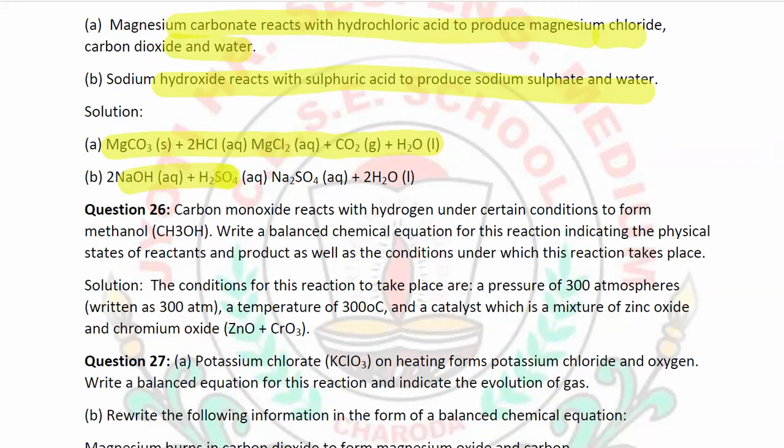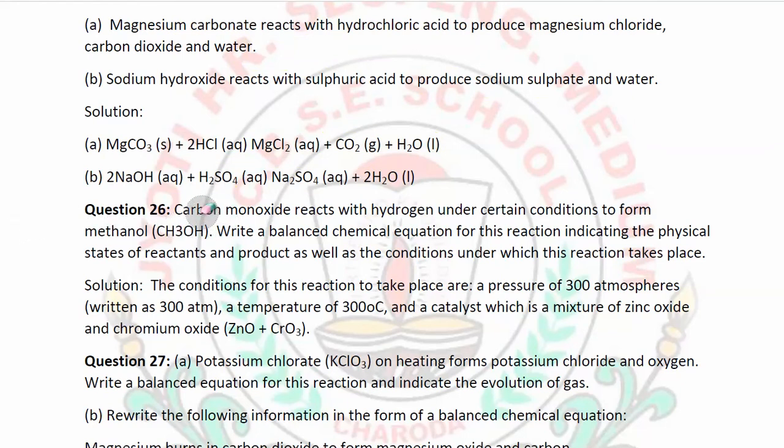NaOH plus H2SO4 was there first, but we have multiplied 2 here. So 2 NaOH plus H2SO4 gives Na2SO4 plus 2H2O. Okay, so you can see here all the chemical equations are balanced out here. Okay, so hence using this way we can chemically balance equations.